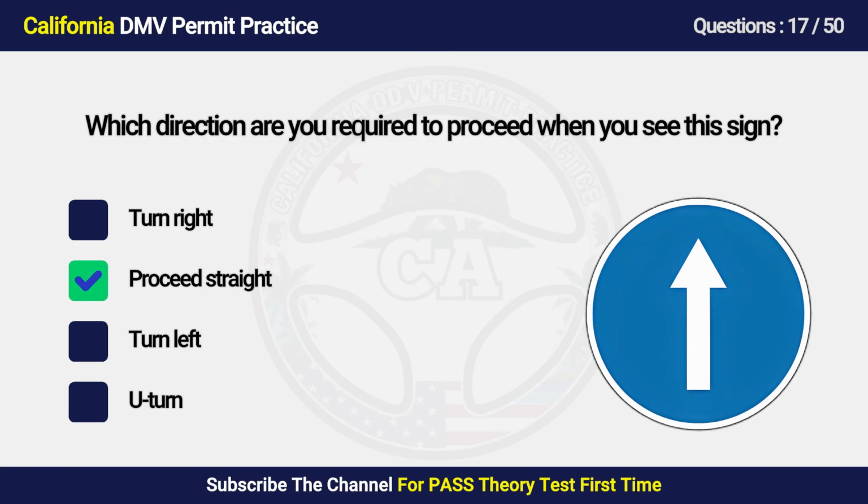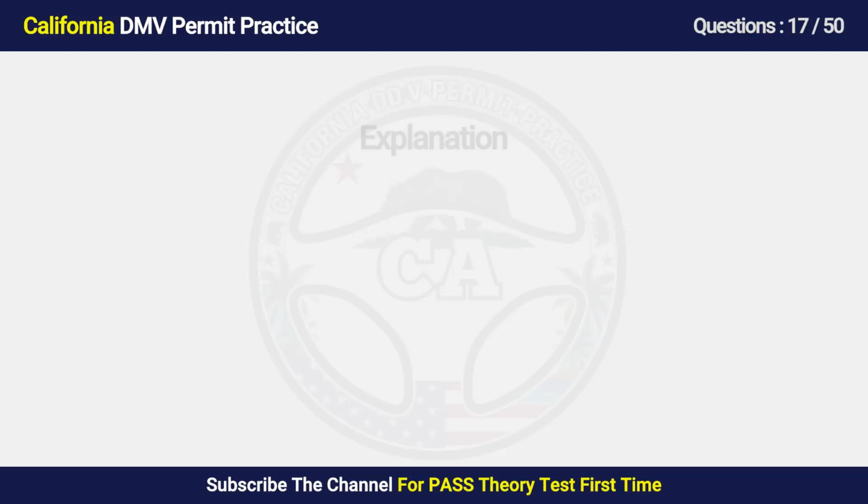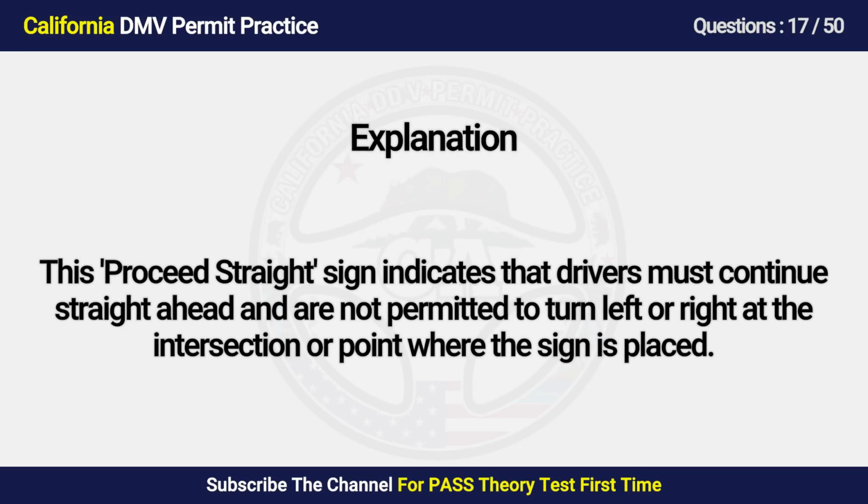Answer is B. Proceed straight. This proceed straight sign indicates that drivers must continue straight ahead and are not permitted to turn left or right at the intersection or point where the sign is placed.